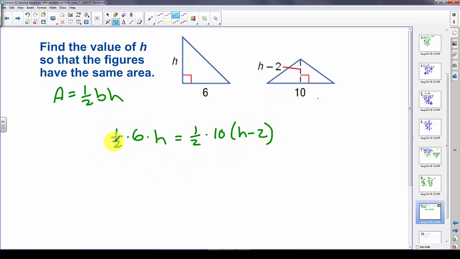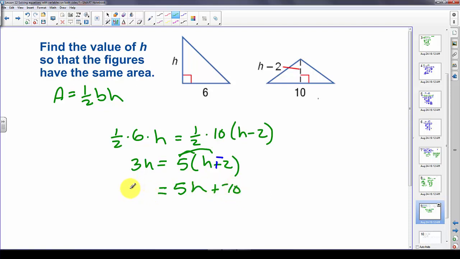So we do our multiplication. This is a half times 6, which is 3, times h is equal to a half times 10, which is 5, times h minus 2. Distribute the 5 through, get 5h. Notice subtraction, so I'm going to add the opposite. And I have 5 times negative 2 is negative 10.